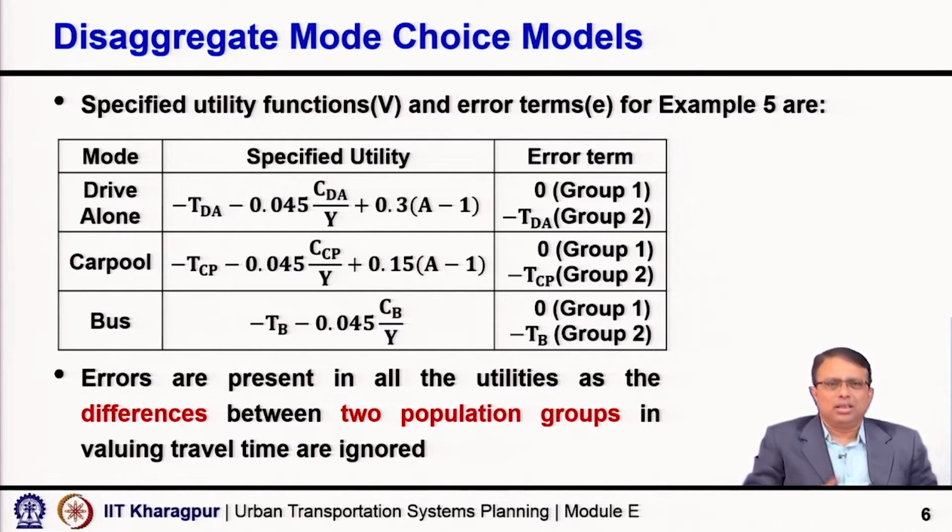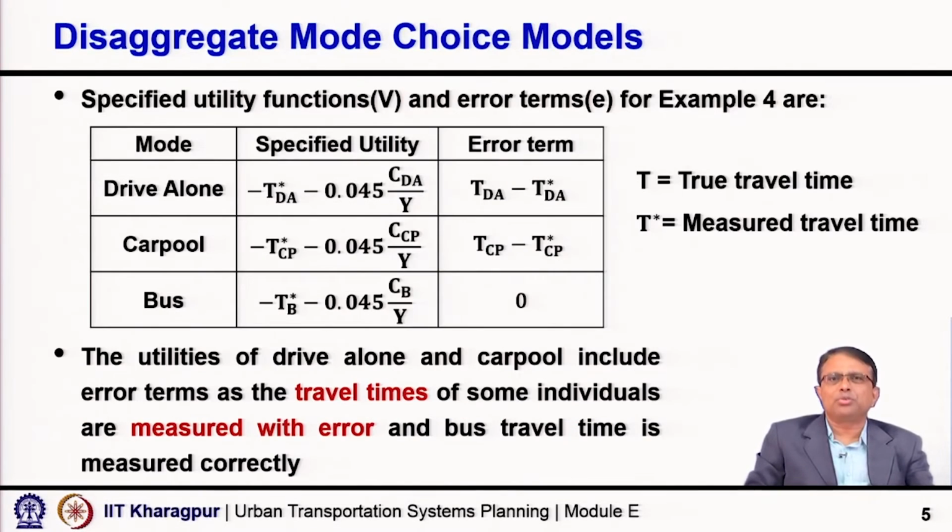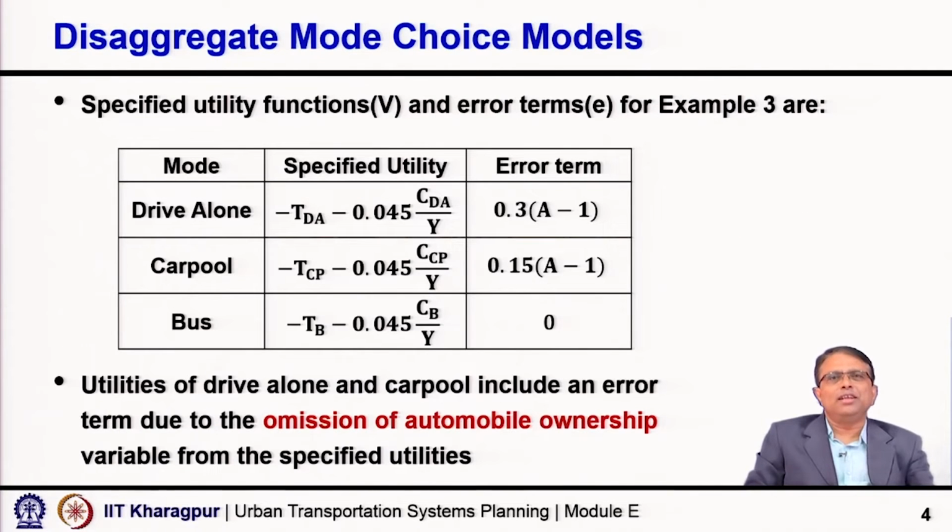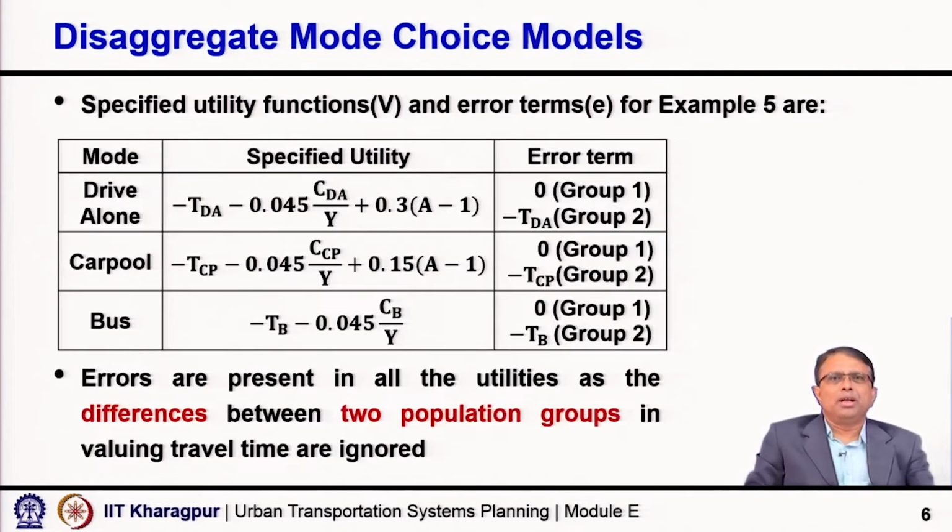In one case, what I said was that person to person or different user groups have different values. In the previous one it was measurement error, and in the first case it was due to the omission of a relevant variable.